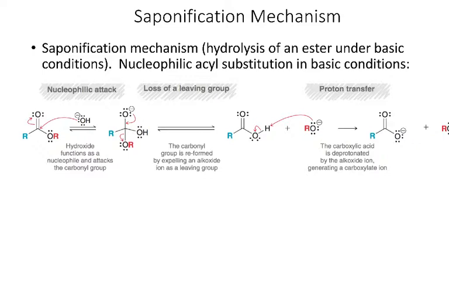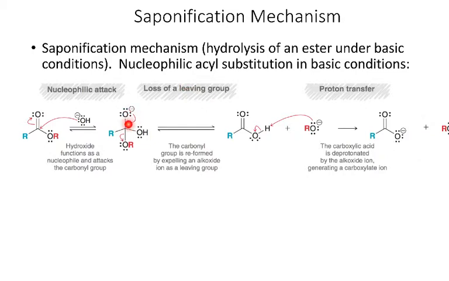Then we know the two core steps are nucleophilic attack and loss of a leaving group. In this case, I don't need to protonate this leaving group because we're in basic conditions, so making the RO minus is not a problem. In fact, I can't protonate this, because a positive charge on an oxygen can't exist in basic conditions. So there are no proton transfers necessary before we get to the loss of a leaving group.